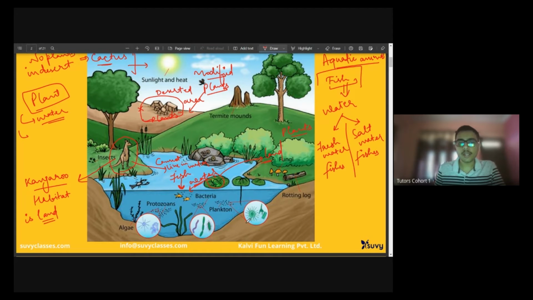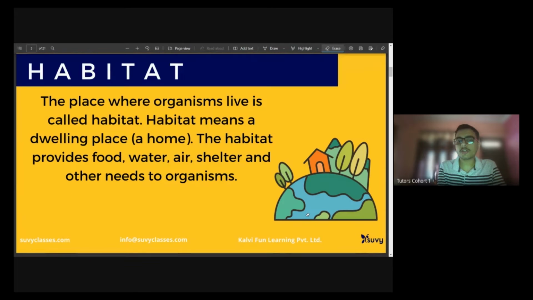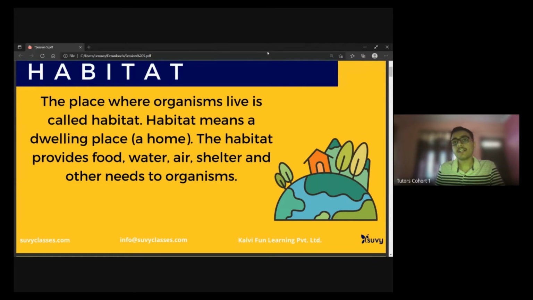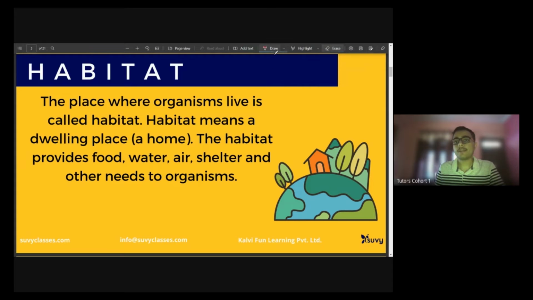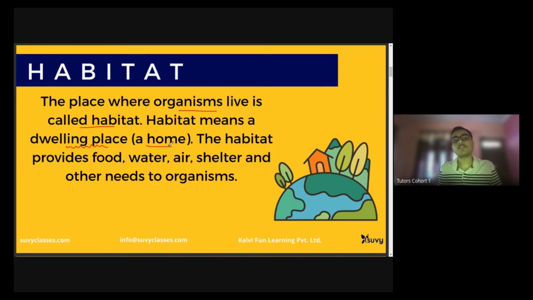So now let us move ahead. This was just a basic introduction to habitat. Now the habitat definition comes in front of us. The place where organisms live is called habitat. Habitat means a dwelling place, a home for us. Whenever we are at our home, we are in the utmost comfort, right? So on this planet Earth, our habitat is our home.